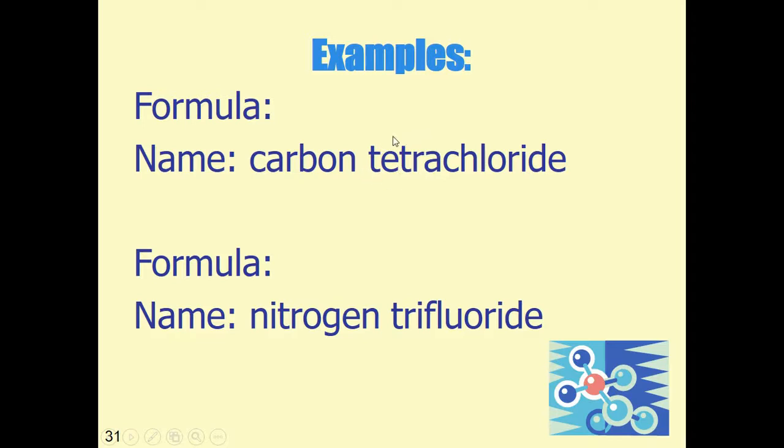Tetra means 4. Chloride comes from chlorine. That means we have 4 chlorines. The symbol for chlorine is Cl. So we're going to write C, Cl. How many Cls? 4. Carbon tetrachloride: CCl4. Nitrogen trifluoride. We have 1 nitrogen. There's no prefix before it. We have 3 fluorines, NF3.